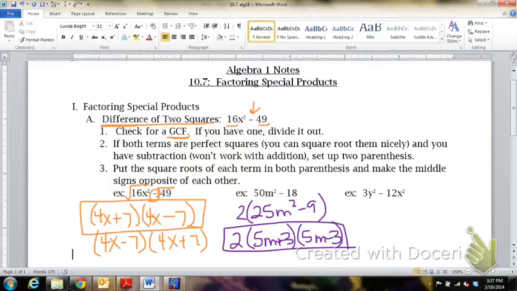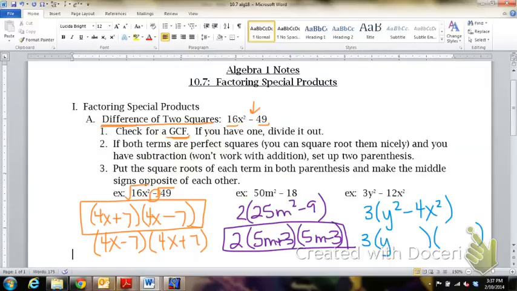All right, and the last one. See, this is much better than the last section. 3 and 12, 3 goes into both of those. They don't have a letter in common, but it's okay. If I divide out the 3, that's what I'm left with. These are both perfect squares.